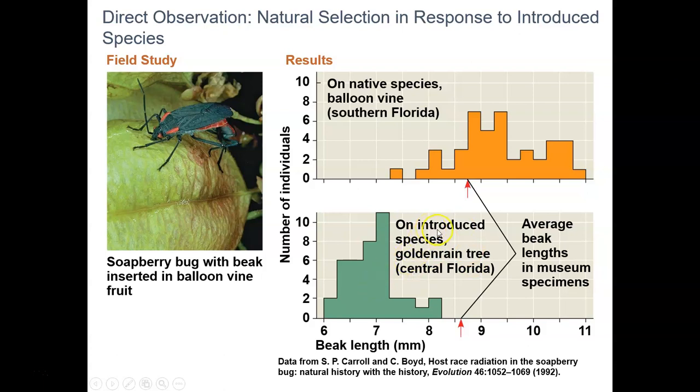of the soapberry bug. So this is an example of direct observation of a change in populations based on an introduced species in Central Florida. This is over a very short period of time, over the last couple decades.